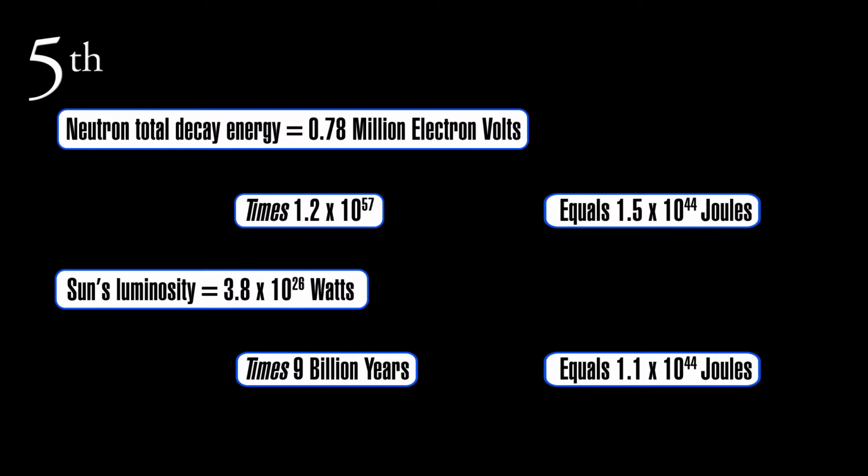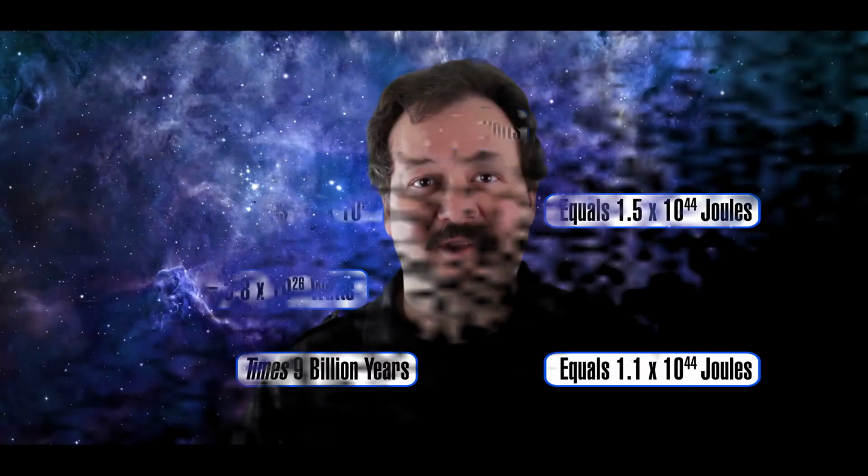The Sun's luminosity radiates an energy equal to 1.1 times 10 to the 44 joules in 9 billion years. The Sun radiates a total energy close to a cosmic scale neutron's total decay energy. Is this just a coincidence? I don't think so.